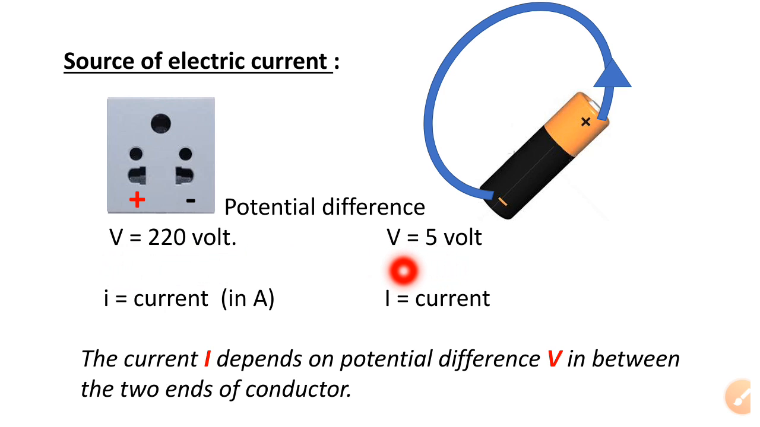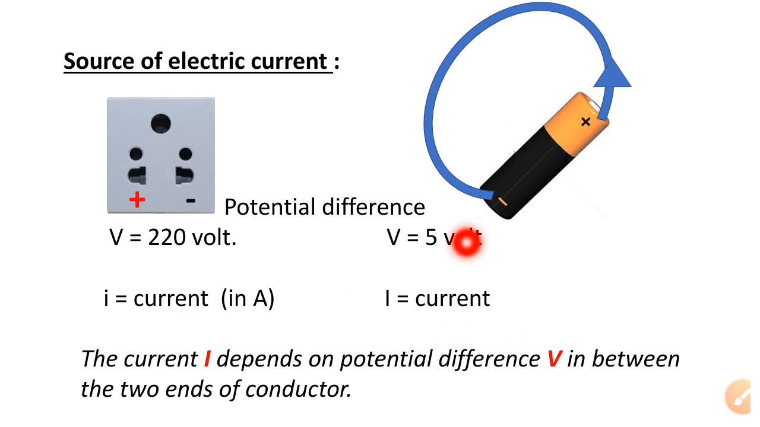So if we want to know the current, suppose it is taken with small I, the letter small I, in ampere, and here it is capital I. So there are two currents. Now here you can see the current I depends on the potential difference V in between the two ends of the conductor.